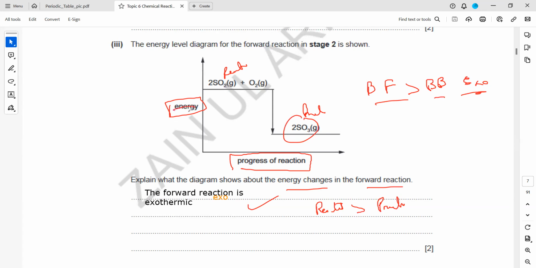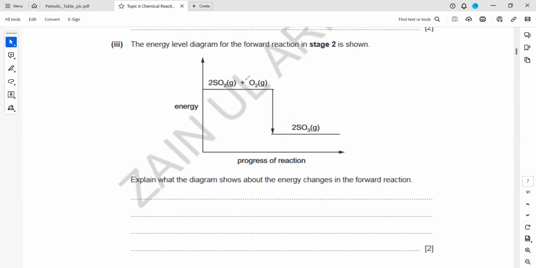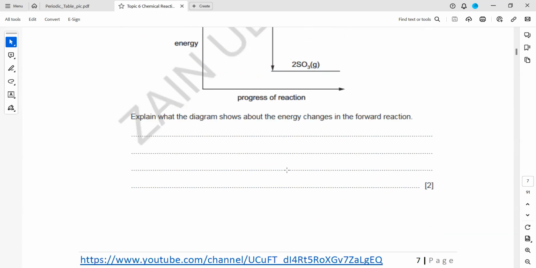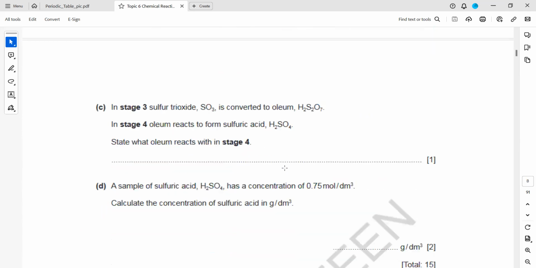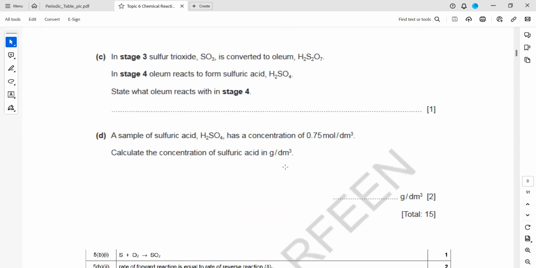But this energy diagram is not the bond energy diagram. It is the energy of the particles. So in terms of energy of the particles, the reactant should have high energy and the product will have low energy. But in terms of bond energy, the bond forming, the product bond should have more energy than the reactant.